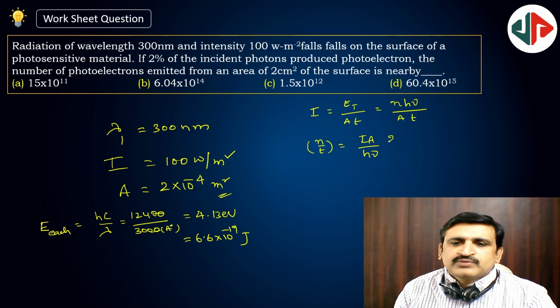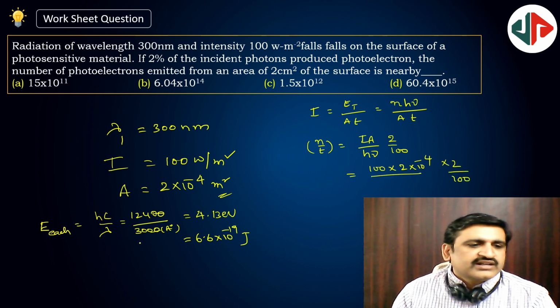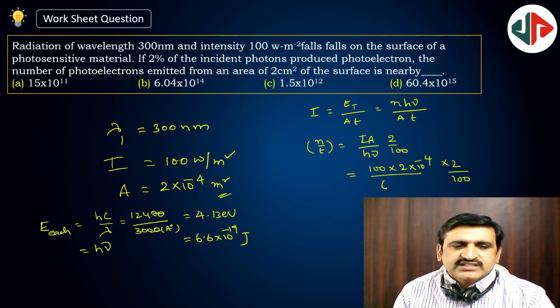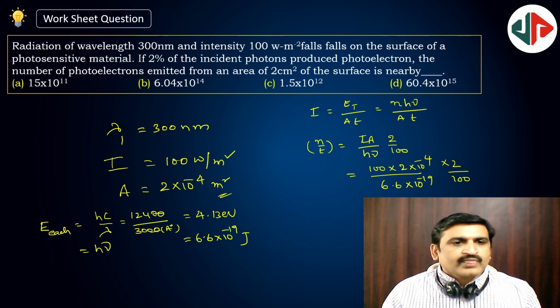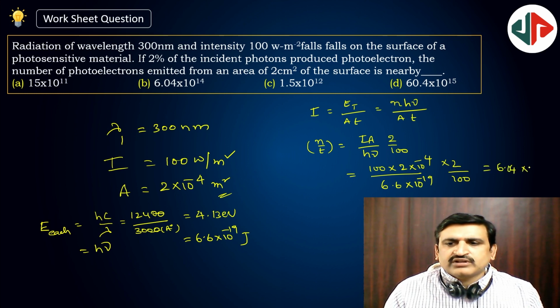So I can write 2%, 2 by 100. So that is equal to I value 100, A value 2 into 10 to the power of minus 4, into 2 by 100 by H nu. H nu is nothing but the incident energy, that is 6.6 into 10 to the power of minus 19. So it is going to become 6.4 into 0.4 into 10 to the power of 14 electrons will come.